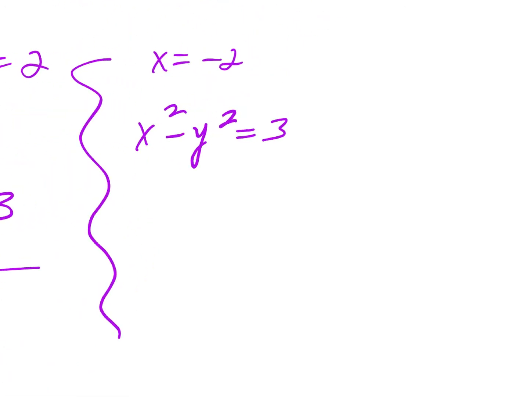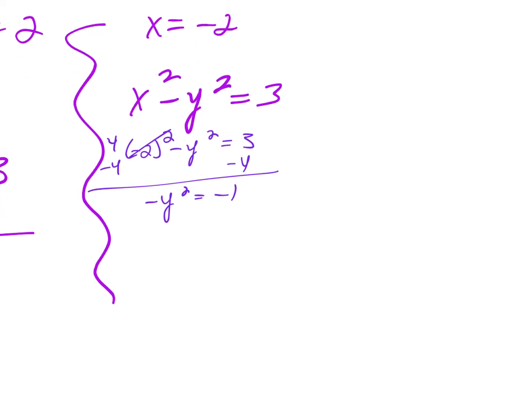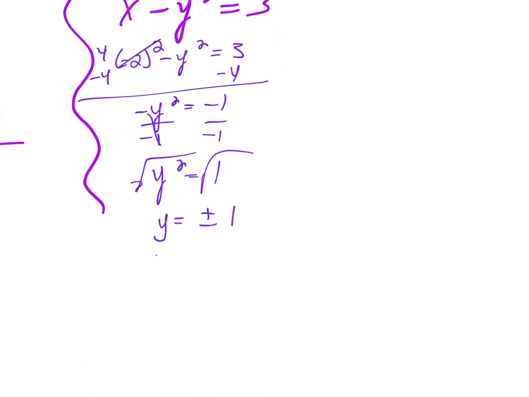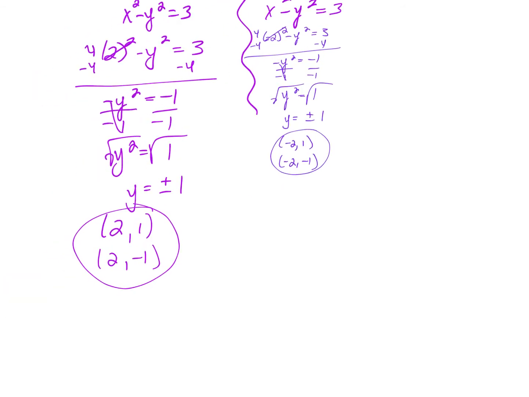All right, now I'm going to scoot over here. I'm going to do the exact same thing, but we're going to plug in negative 2. So I have negative 2 squared minus y squared equals 3. Well, what's negative 2 squared? 4. Subtract 4 from both sides. I get negative y squared equals negative 1. Divide both sides, good, by negative 1. So y squared equals 1. Square root, y equals plus or minus 1. So in this case, y'all, when I plug in negative 2, I get positive 1, and I also get negative 1. So how many solutions are there to this set of nonlinear equations? 4. That means if you graph these two equations, they would cross 4 different places. They'd intersect.